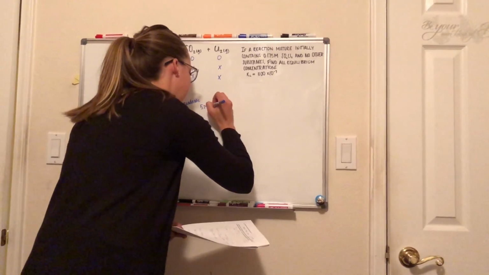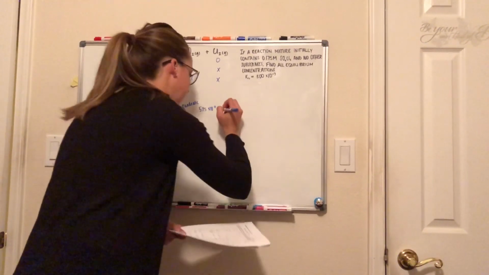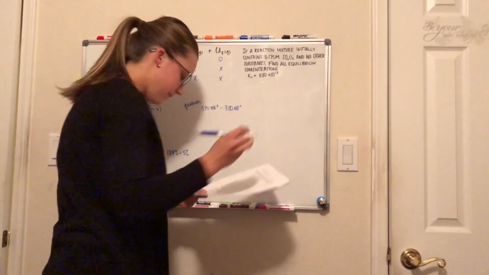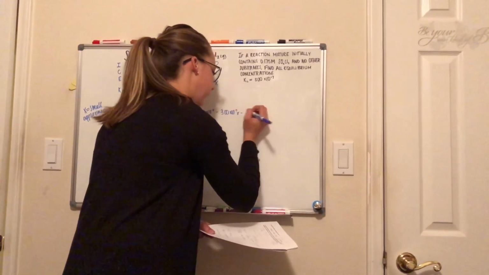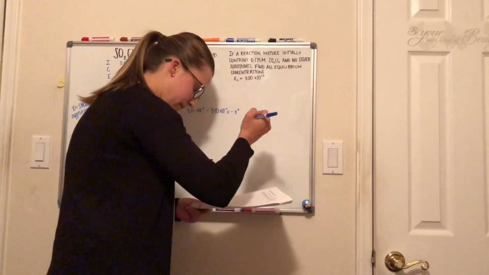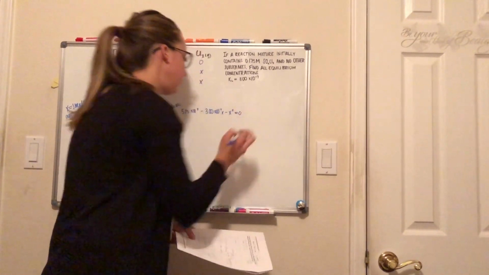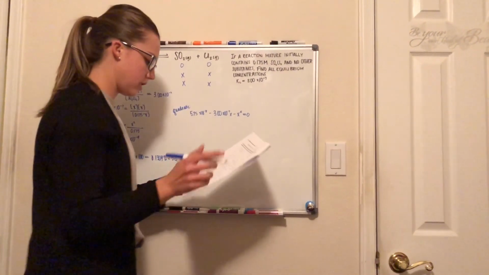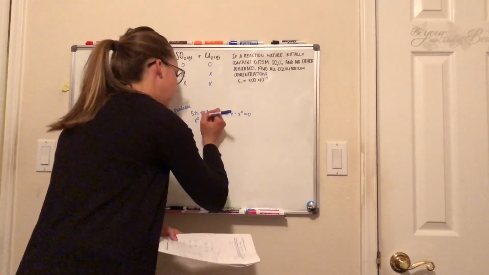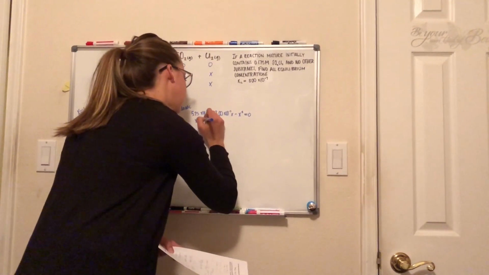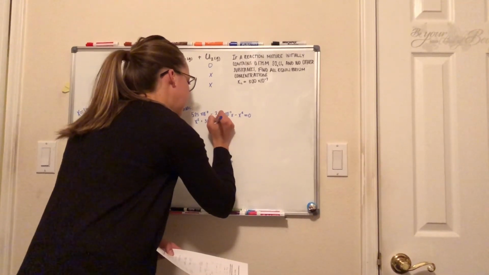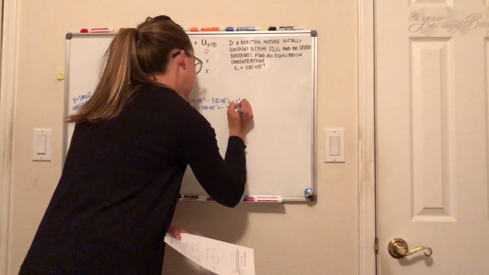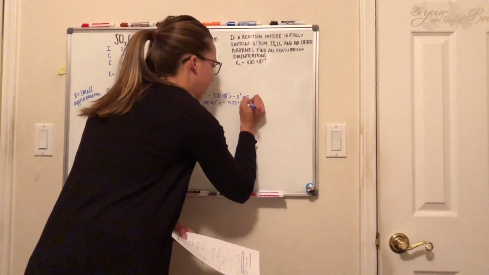times 10 to the negative 8 minus 3.00 times 10 to the negative 7 x minus x squared equals 0. And then this can be rewritten with positive signs if you switch the sign of everything. So that's going to be x squared plus 3.00 times 10 to the negative 7x minus 5.25 times 10 to the negative 8 equals 0.